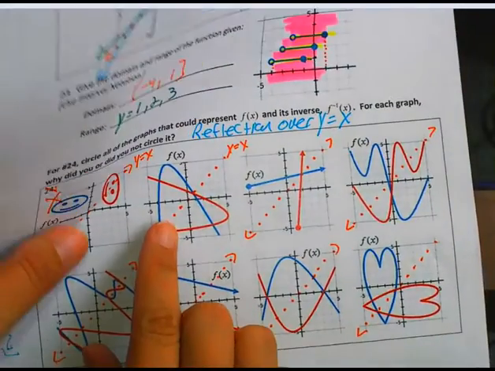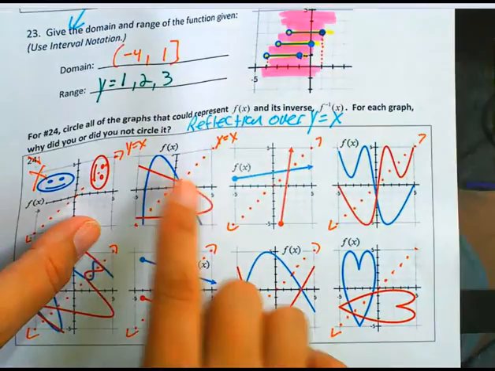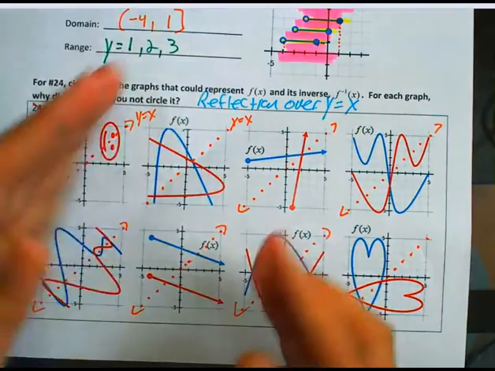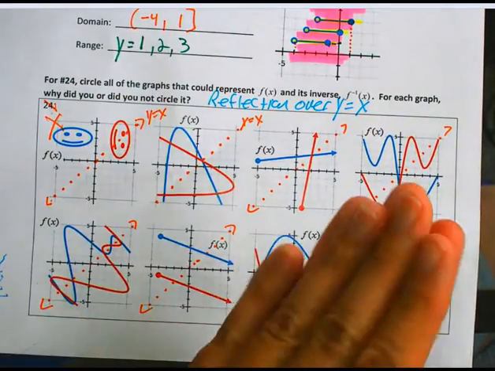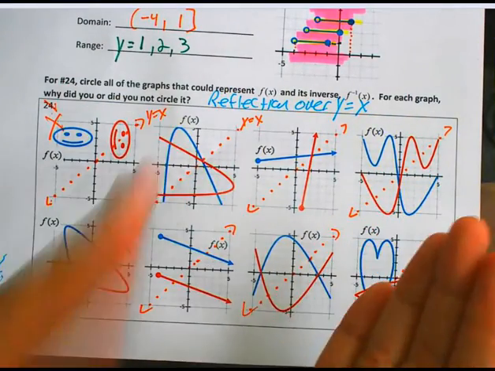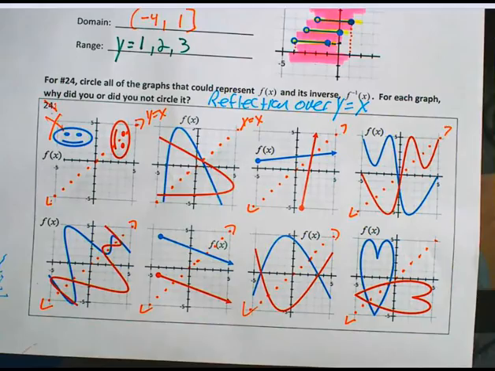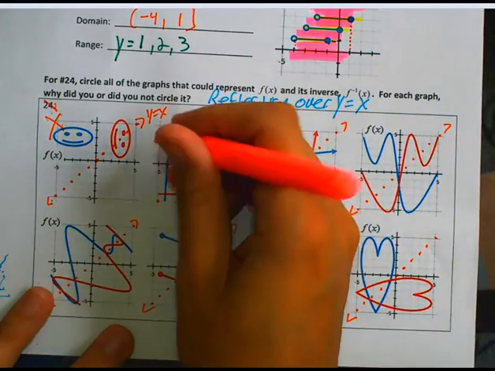So again, I'm folding over, and these graphs should meet. You should be able to do this with your paper. I know you can't see it on the camera, but if you do this on your paper, you see that the blue and the red are going to overlap and meet. So it's reflecting over that line y equals x. So this one is an answer.